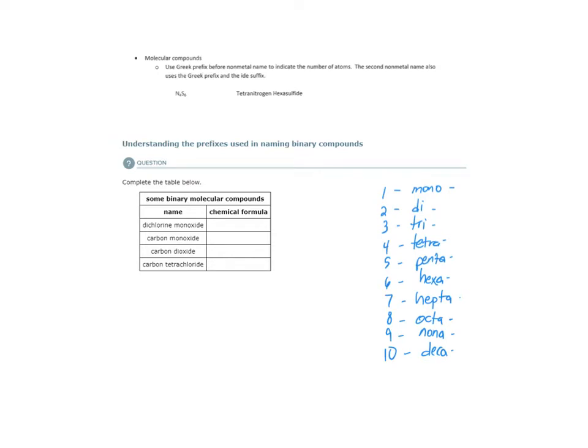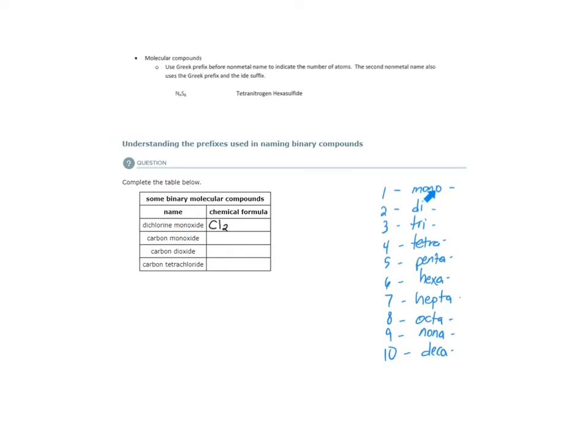If we take a double look at our guide, this tells us that we use the Greek prefix before the nonmetal name to indicate the number of atoms for the first element. The first element here, chlorine, has the Greek prefix di in front of it. That tells me that I have 2 chlorine atoms. The second nonmetal name also uses the Greek prefix and the IDE suffix. So I see the IDE suffix here for oxygen, and I see mono in front.